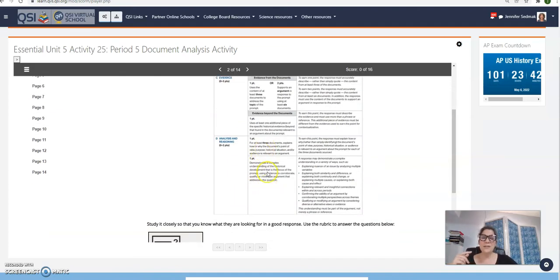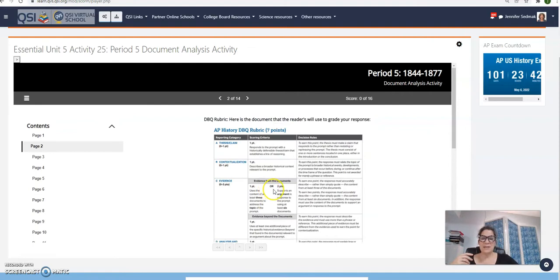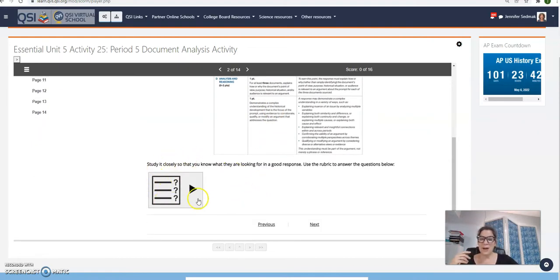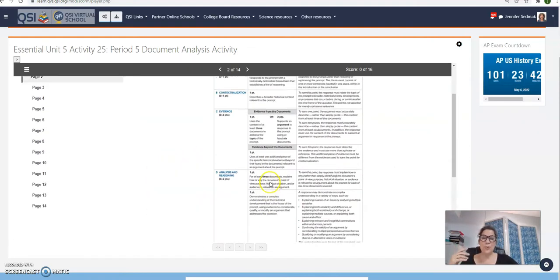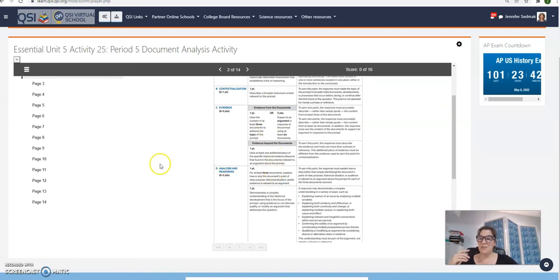And then finally, there's 2 possible points for analysis and reasoning. So explaining and creating nuance within the context of your essay. So there's a few questions here about the DBQ rubric too, just to make sure that you've read it.